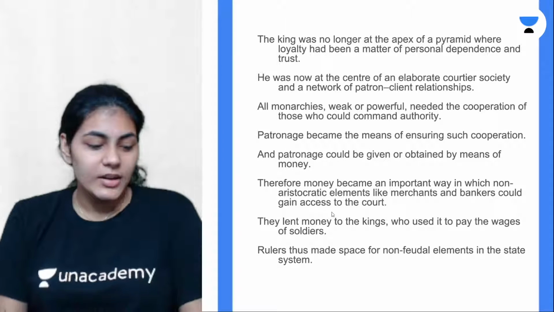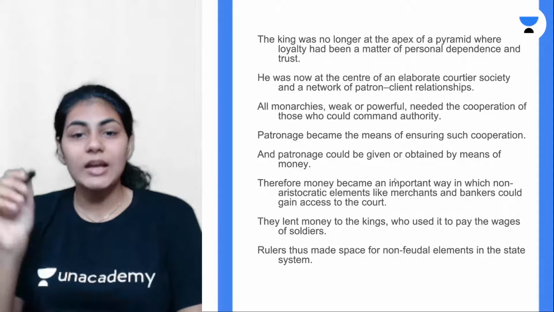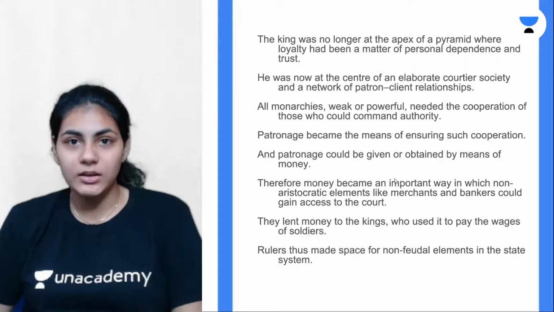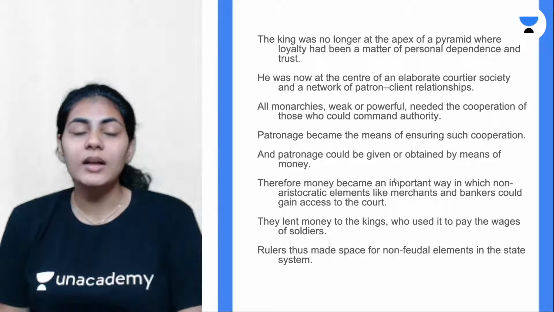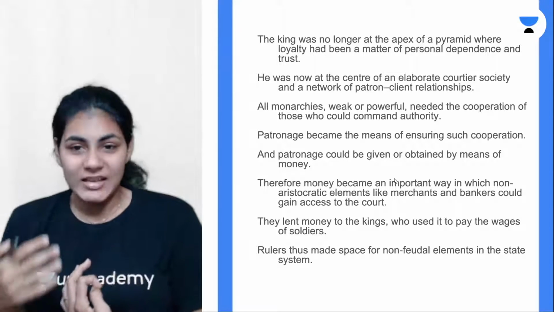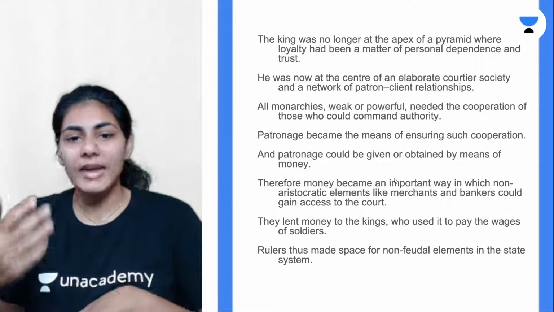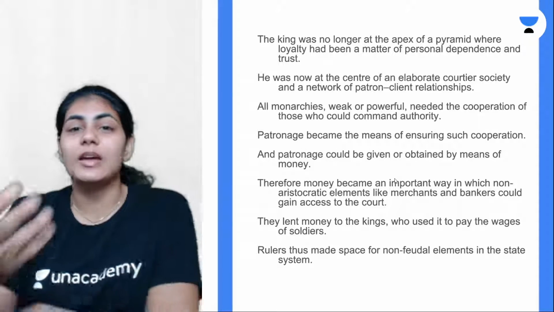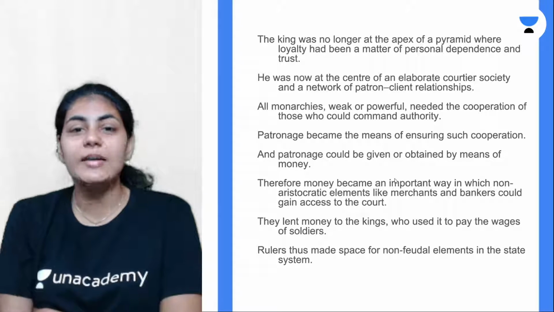Again, what is this patronage? Here we have an example. If you look at all of these merchants and bankers, they are not a part of the feudal system. They are not aristocrats. They don't work in the court, but they are professional people in the kingdom. In order for them to access the court, honestly speaking, the king was always in need of money, because he has to carry out so many welfare activities. At the same time, he has to give salaries to so many people. So money was always an important thing needed by the king.